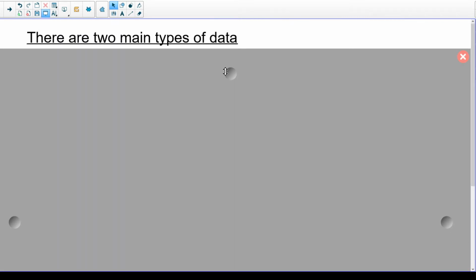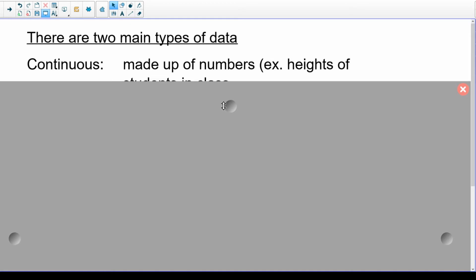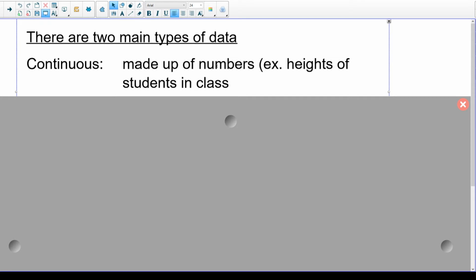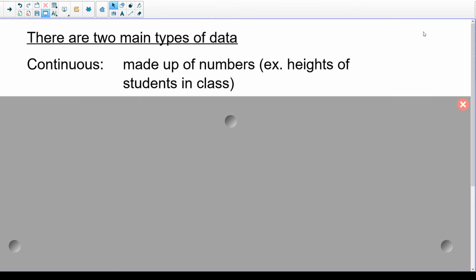So there are two types of data that we usually work with. There's continuous data that's made up of numbers. So for instance, if I was asking you to calculate the heights of students in a class, these are numbers that are continuous, meaning that if we measured in centimeters, you can have students that are 170.5 centimeters. You can have students that are 168 centimeters in height. So you can actually have heights that range between any numbers, including some decimal values attached to those numbers.